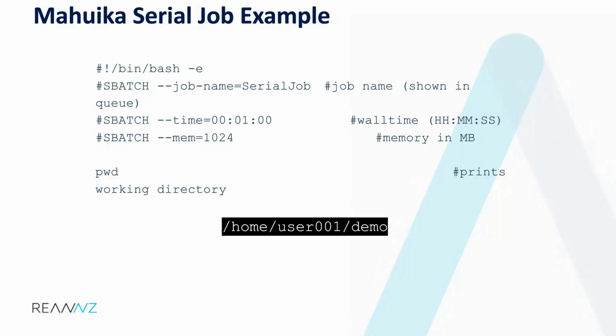Now that we have covered some basic Slurm commands, let's take a look at writing some basic Slurm job scripts. When writing your own Slurm scripts, the first thing you will need to do is add the line #!/bin/bash -e. This essentially is just specifying the language, bash.